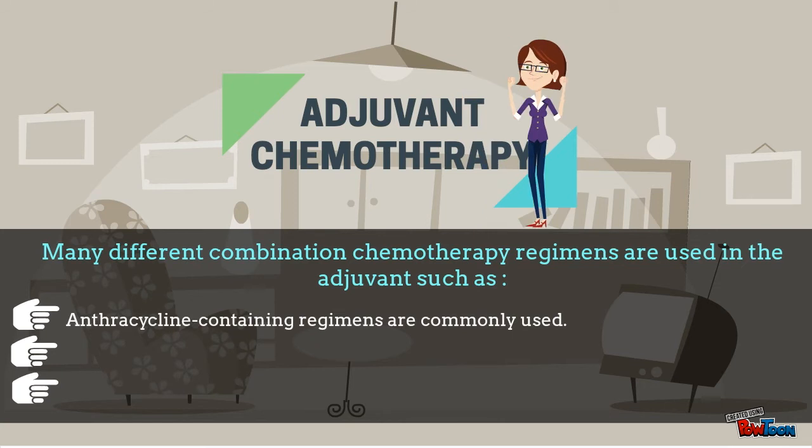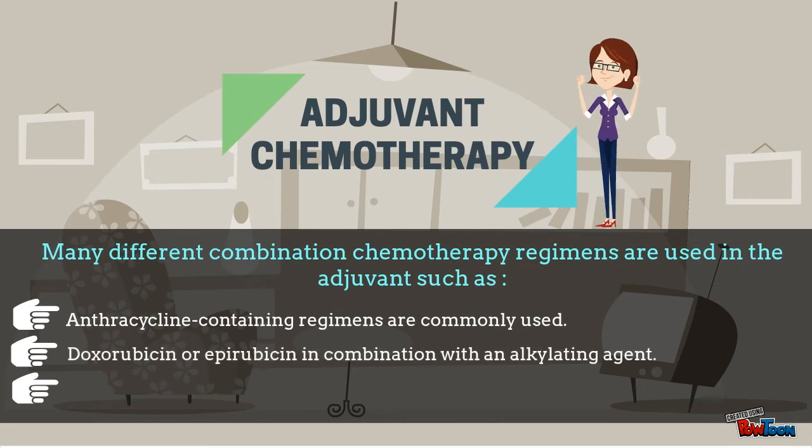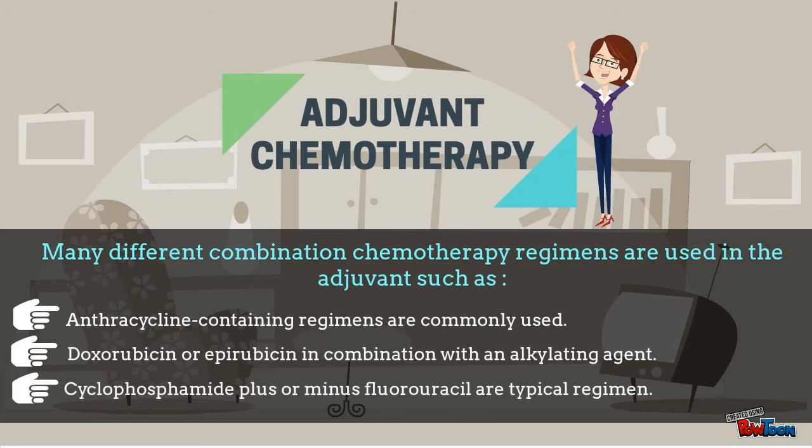Adjuvant chemotherapy. Many different combination chemotherapy regimens are used in the adjuvant setting. Anthracycline-containing regimens are commonly used, doxorubicin or epirubicin in combination with an alkylating agent, cyclophosphamide, plus or minus fluorouracil, are a typical regimen.